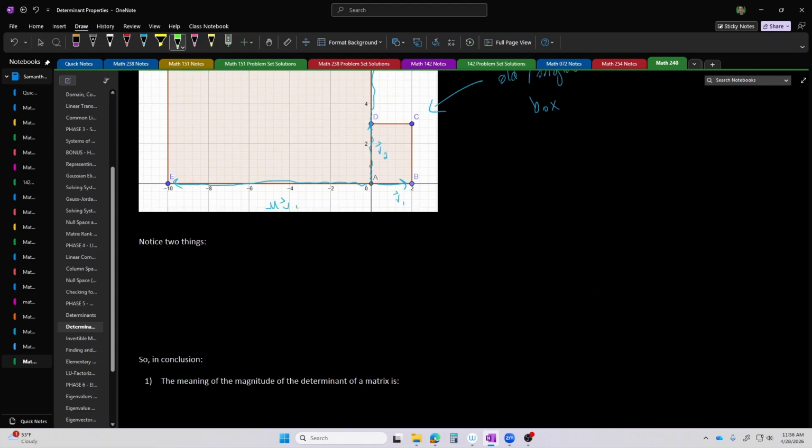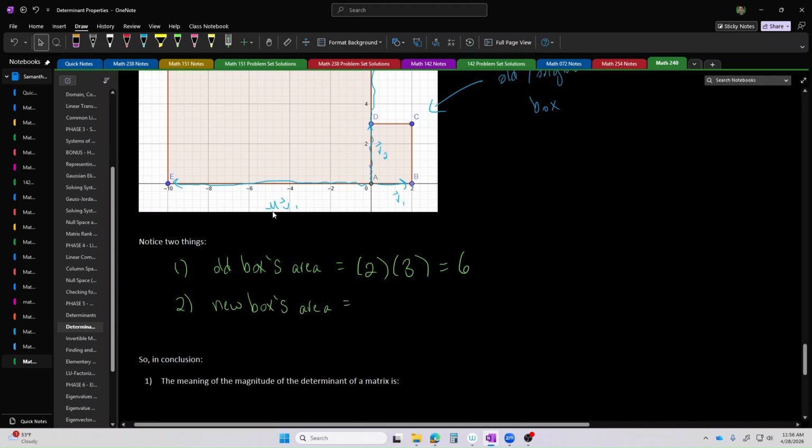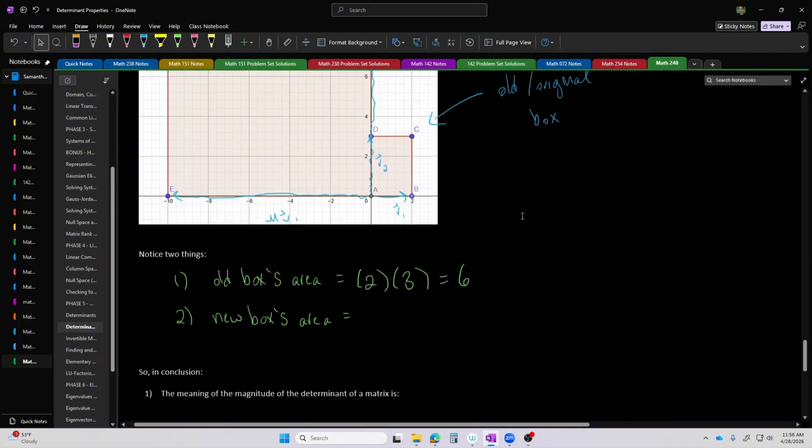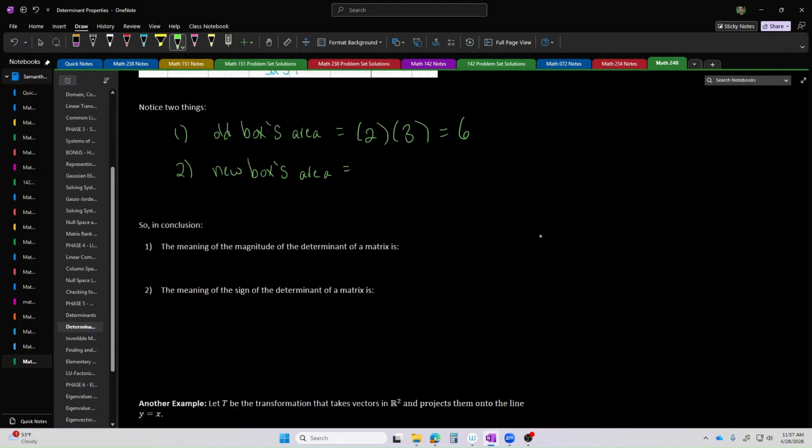The first thing that I want to notice is that the old box's area, in this case, it's 2 units wide, it's 3 units tall, so the original area was 6. The new box, after it's been transformed by the action of the matrix, the new box's area, it's 10 units wide and 12 units tall. So the new box is 10 times 12. The new box is 120 units.